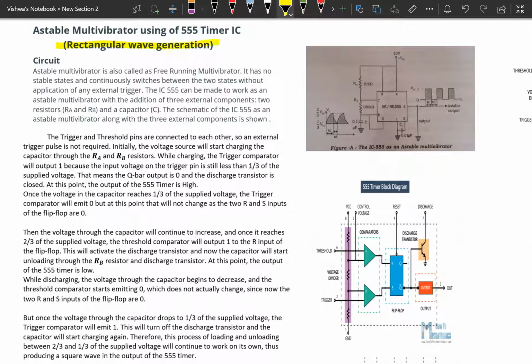rectangular wave generation. Here is the circuit diagram for rectangular wave generation using the 555 timer. So this is the 555 timer, and the remaining elements we are connecting externally.